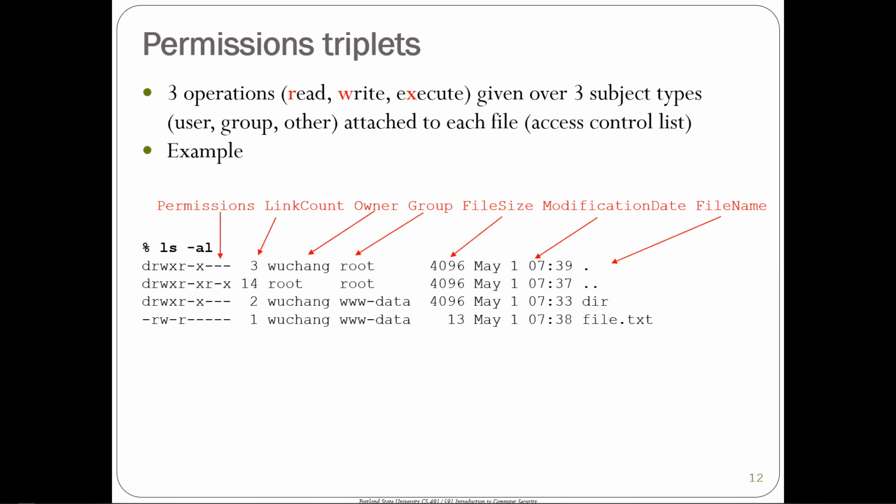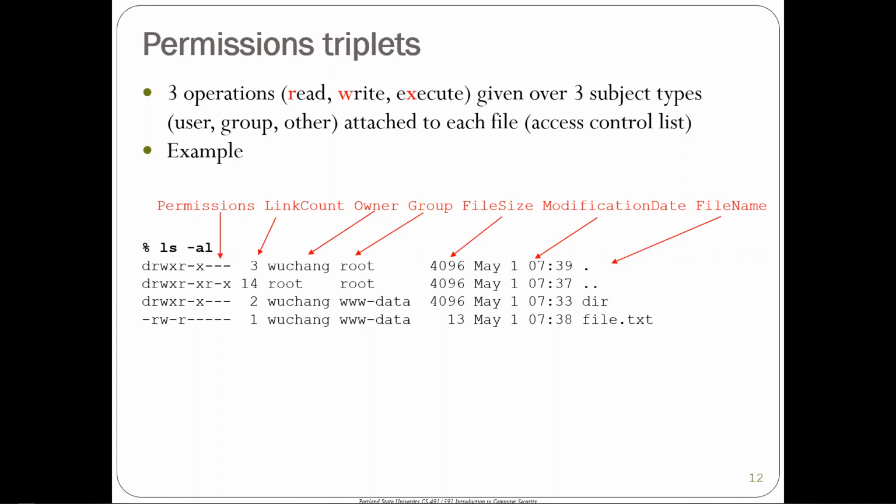So now we have the permissions and we have the subject types that they apply to. We have 3 subject types: user, group, and other. We have 3 sets of permissions for each one of those subject types. So this is what we have when we do a listing on a file. We have these permission triplets.